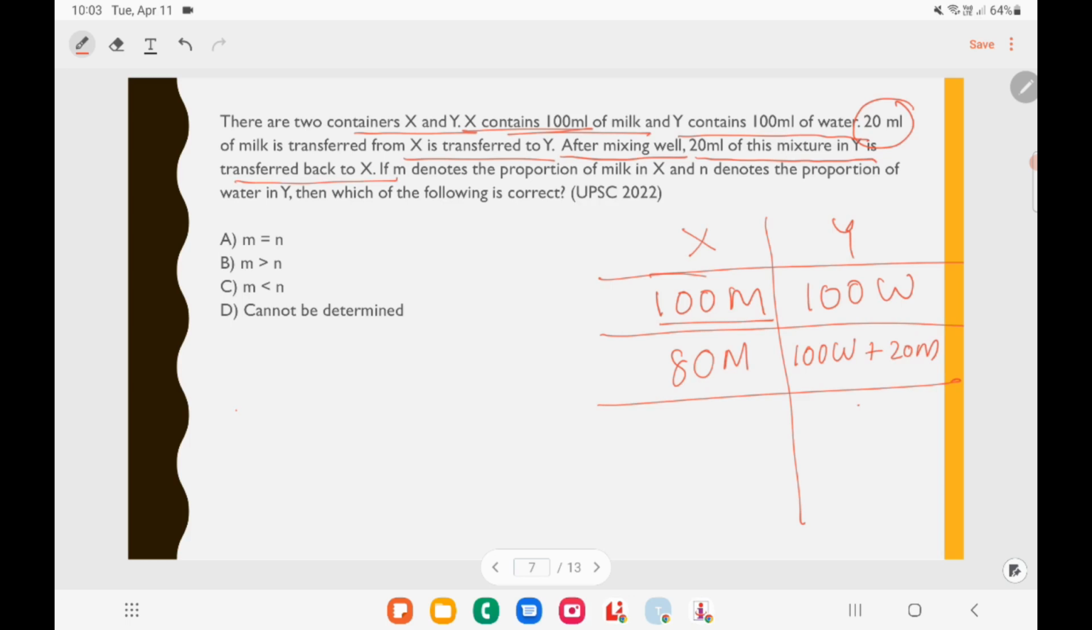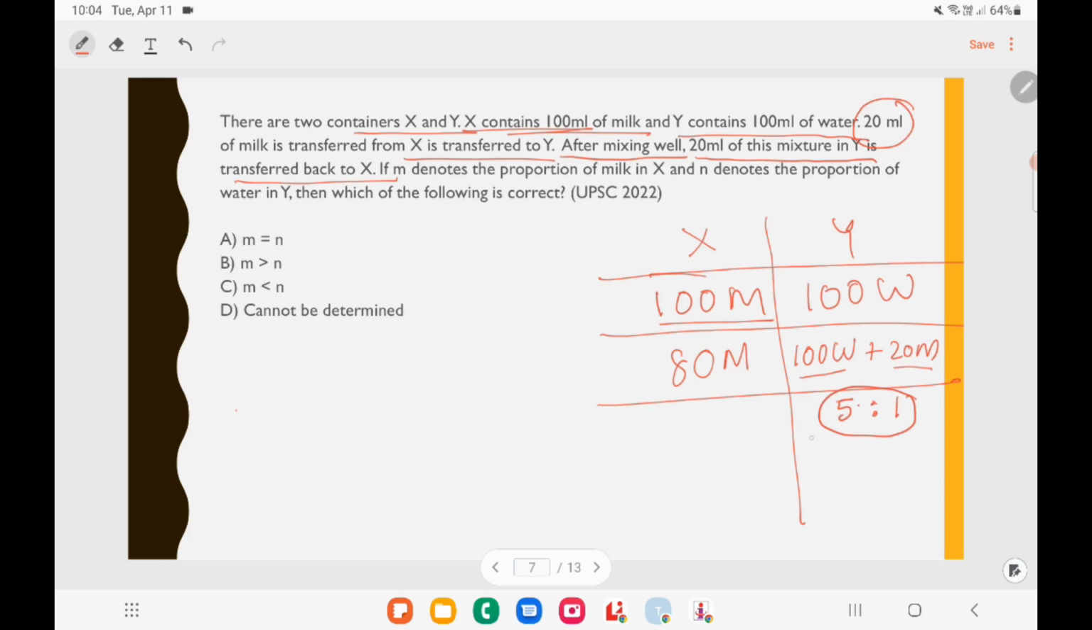So here what you need to do first is find out the ratio of milk and water in Y. So you know that water in Y is 100 and milk in Y is 20. So 100 is to 20, if you divide by 20 on both sides, you will get 5:1. So the ratio of water and milk in Y is 5:1. So you need to first find this ratio.